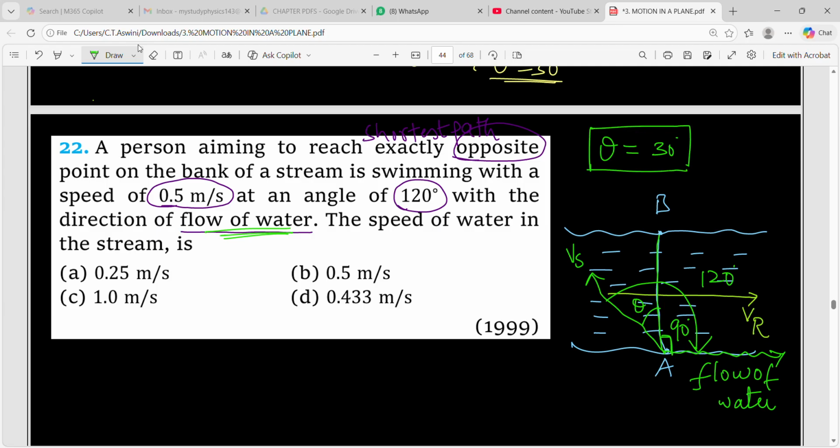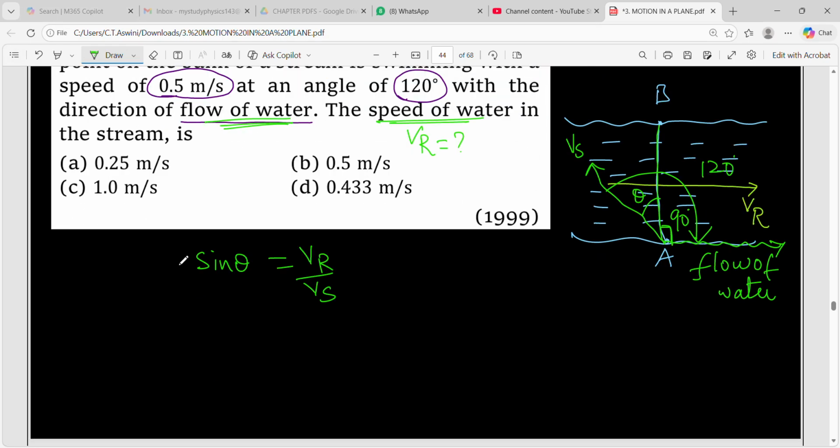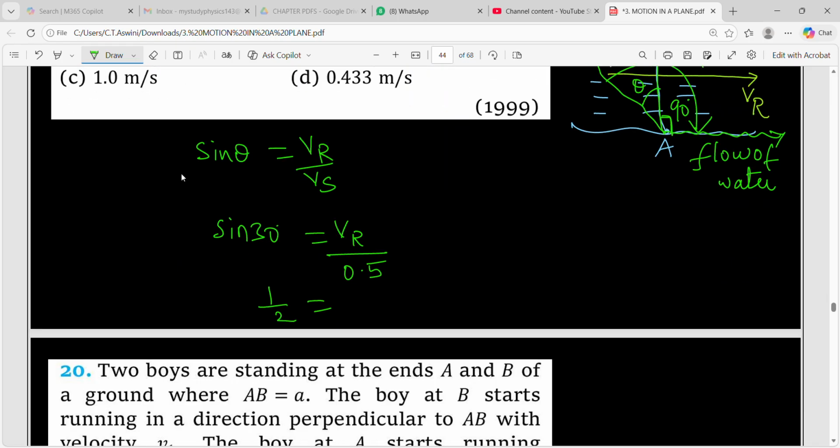Now what we have to find? Speed of water, that means speed of river. So same concept, right? Apply sine theta is equal to velocity of the river by velocity of the swimmer. What is the velocity of the swimmer? It was given 0.5. So just substitute. Theta is 30. So sine 30 is equal to velocity of river unknown and velocity of swimmer 0.5. Sine 30 is 1 by 2. How can we write 0.5? 0.5 is nothing but 1 by 2, right? So 1 upon 2.